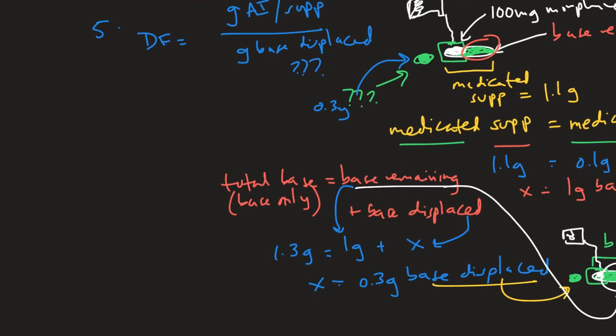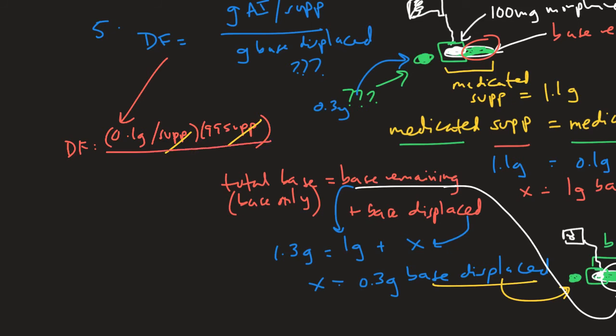So that's equivalent to the amount of base only. Now we have the information for the displacement factor. dF equals the grams of AI per suppository, which is 0.1 grams per suppository, divided by the grams of base displaced, which is 0.3 grams. Oh sorry, don't multiply by 99 there, not yet. We'll just figure out the density factor. So the density factor is 0.1 divided by 0.3, which is 0.33.